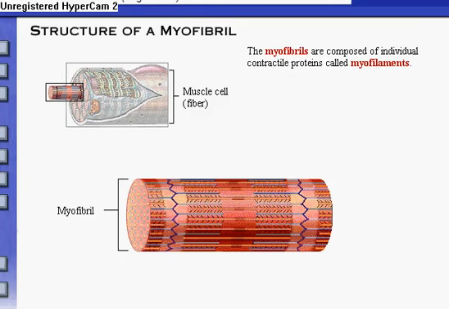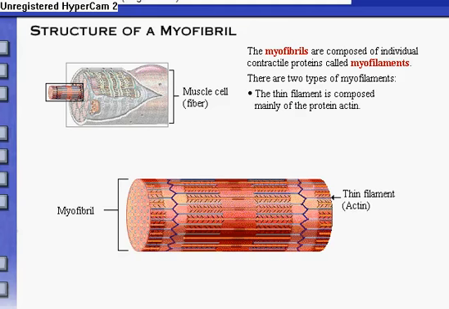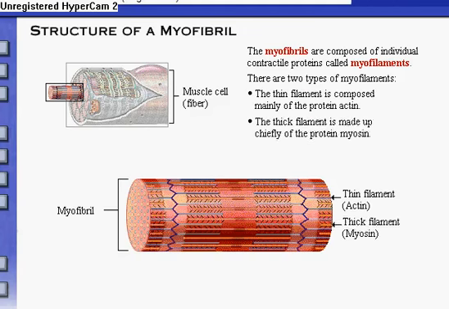The myofibrils that are packed into a muscle cell are composed of individual contractile proteins called myofilaments. There are two types of myofilaments. The thin filament is composed mainly of the protein actin. The thick filament is made up chiefly of the protein myosin. Details of thick and thin filament structure are covered in another topic, the sliding filament theory. To examine the arrangement of myofilaments, click the myofibril.